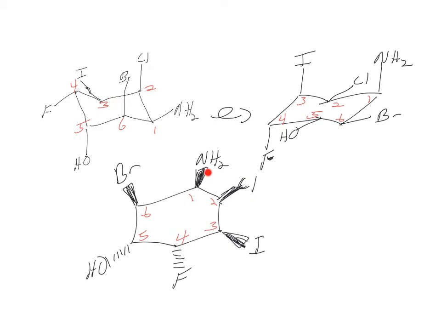So this picture right here represents both of these chair structures. Because this picture doesn't tell you axial or equatorial, but it tells you up or down. It tells you what's on the same side as each other, but it doesn't tell you what's axial or equatorial. So both of these represent this.